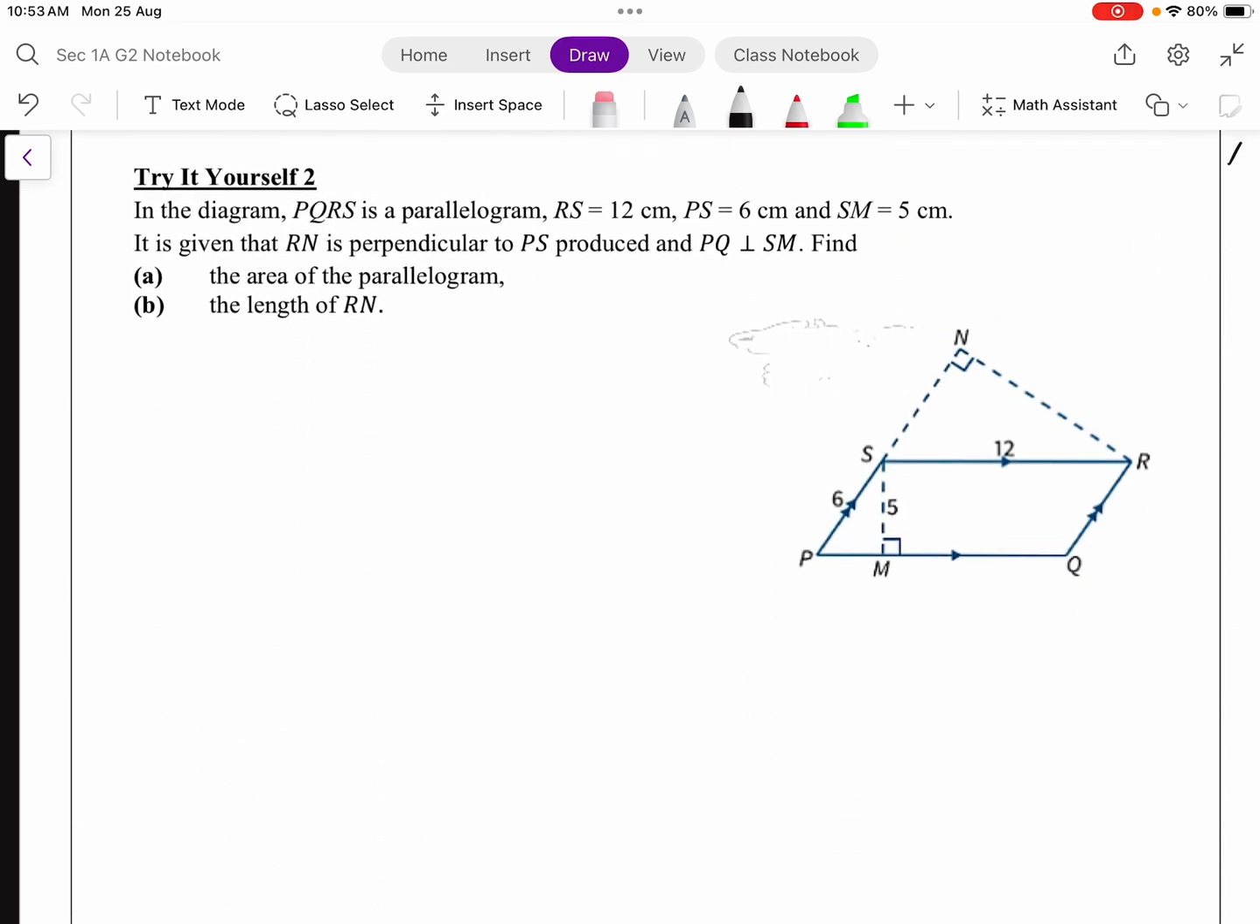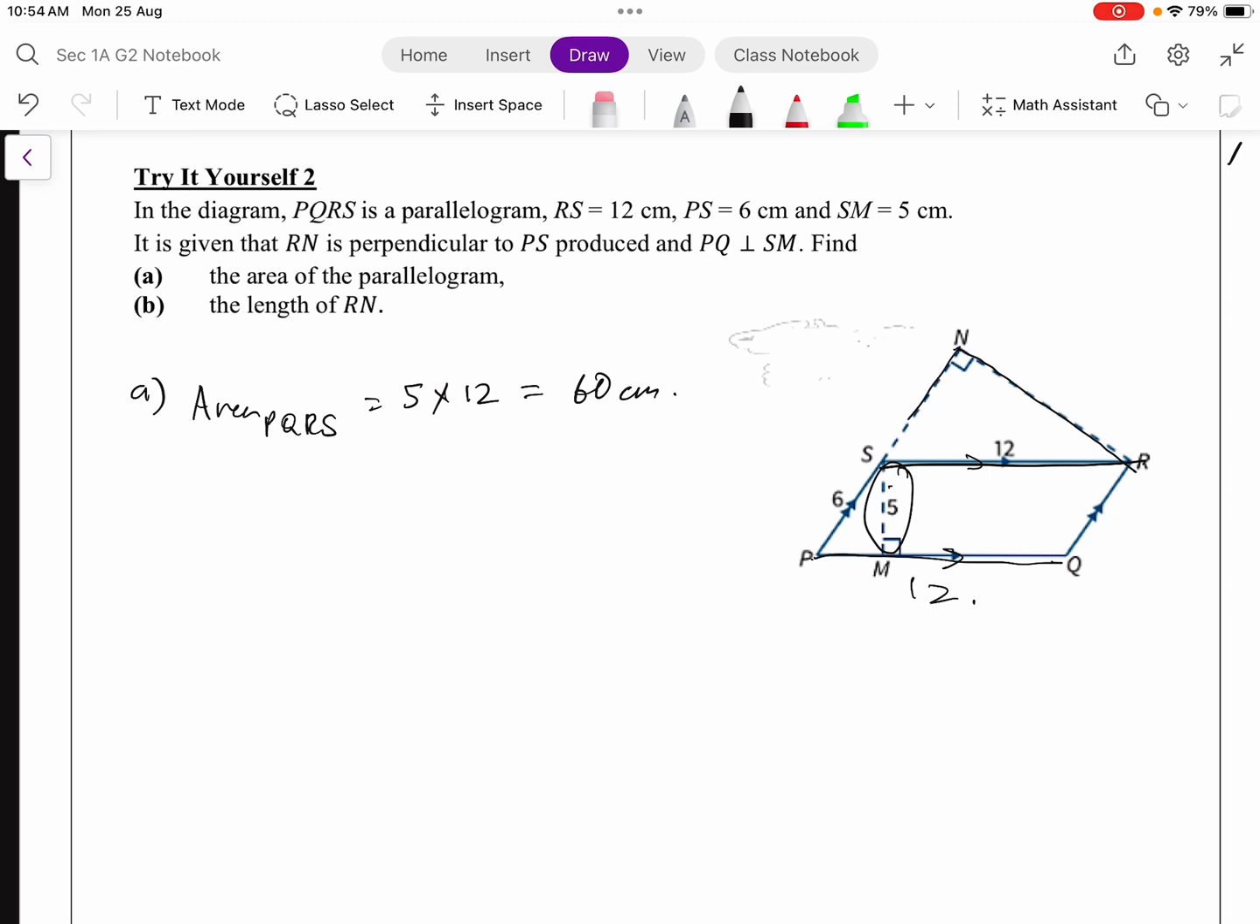So try yourself 2. In the diagram, PQRS is a parallelogram, and they want us to find the area of the parallelogram. Since this is a parallelogram, we know that all these sides are parallel. So if here is 12, this is also 12. So we can find the area because we have the base length with the perpendicular height. So area of PQRS, I'll take 5 times 12, 60 cm square. Quite simple. Now they want us to find the length of RN.